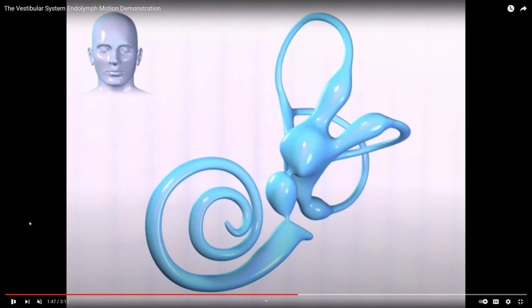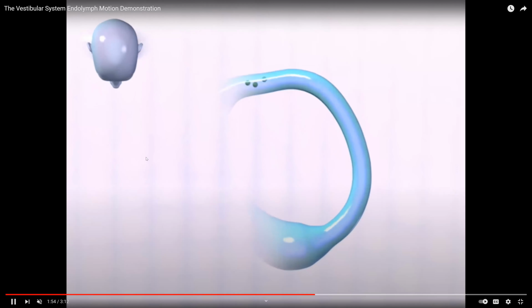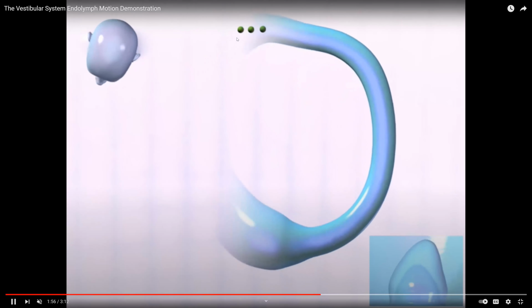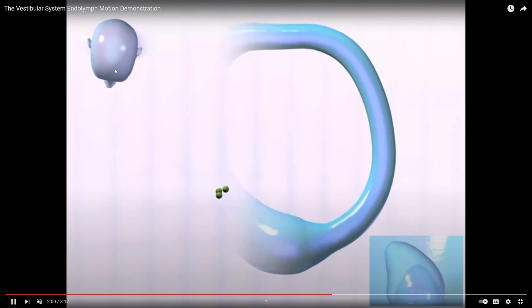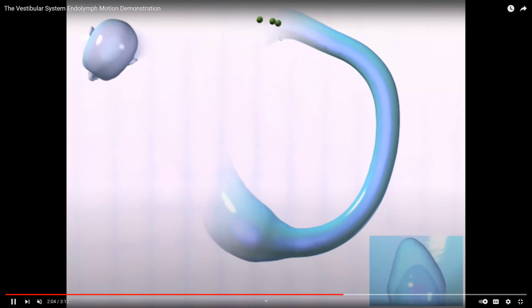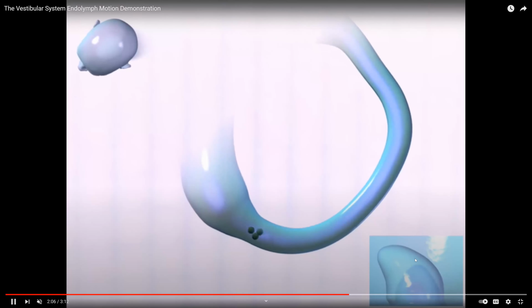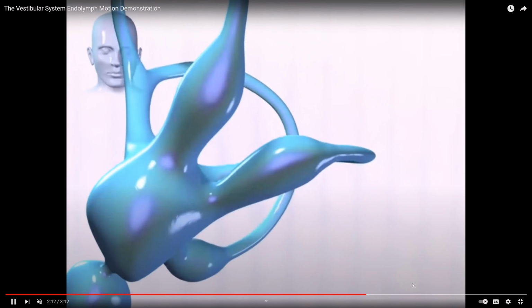So I have this video here, and I've turned the sound off because I just want to show you so you can visualize what's going on. So they put 3 little green balls in here so you can visualize how the fluid moves with the head movement. And so as the fluid moves around in the semicircular duct, it's bending that cupula area, which is then sending signals by bending the cilia of the hair cells.